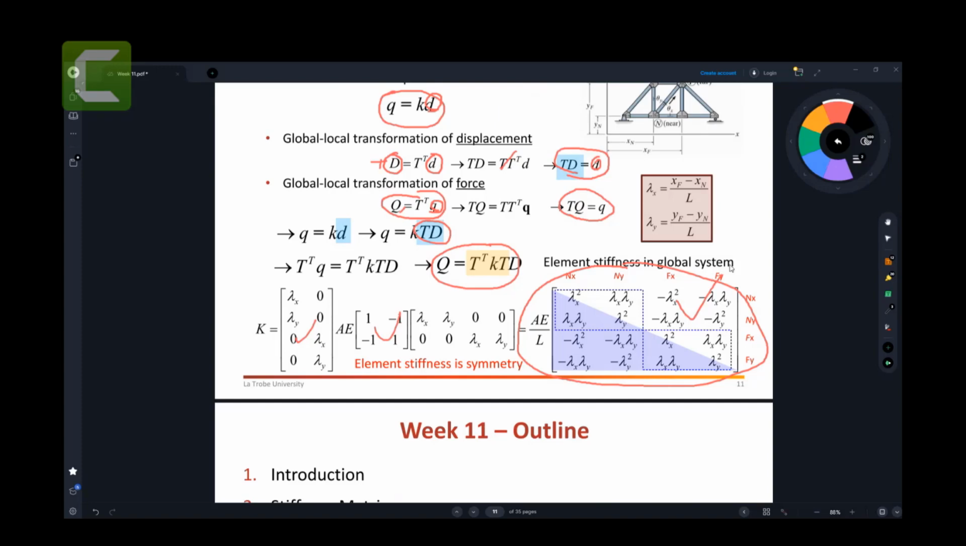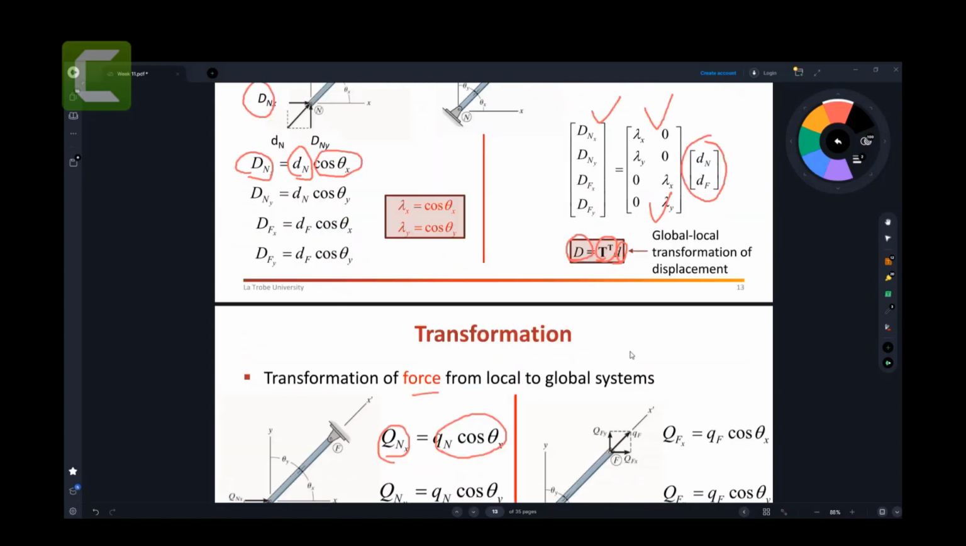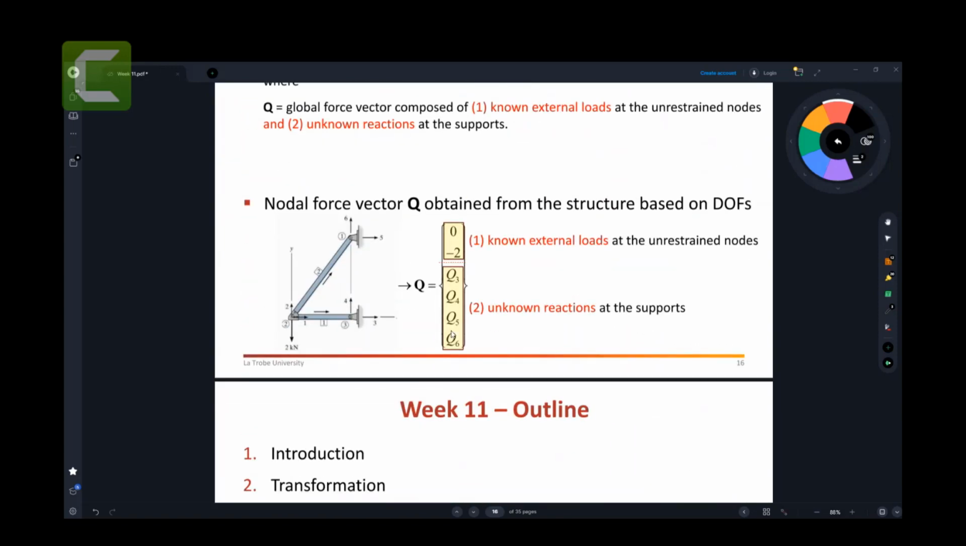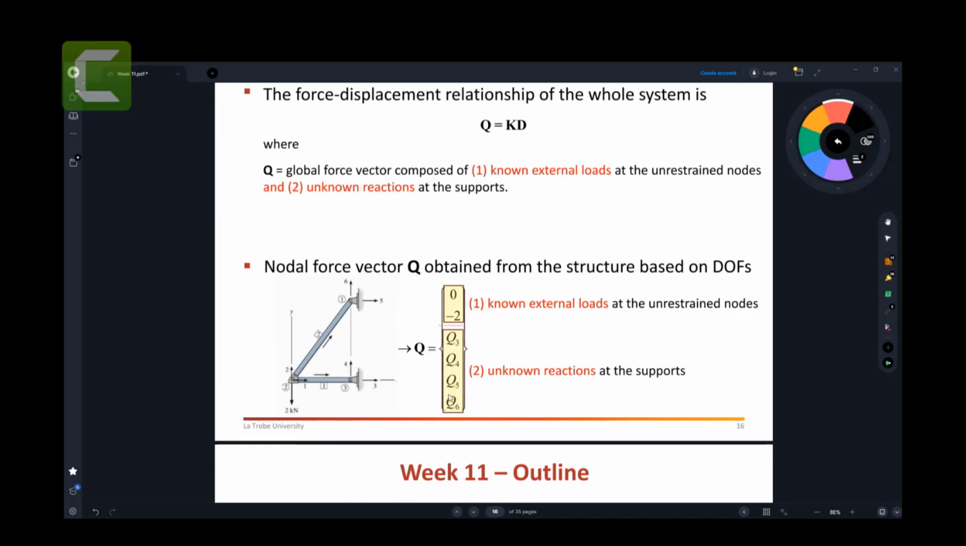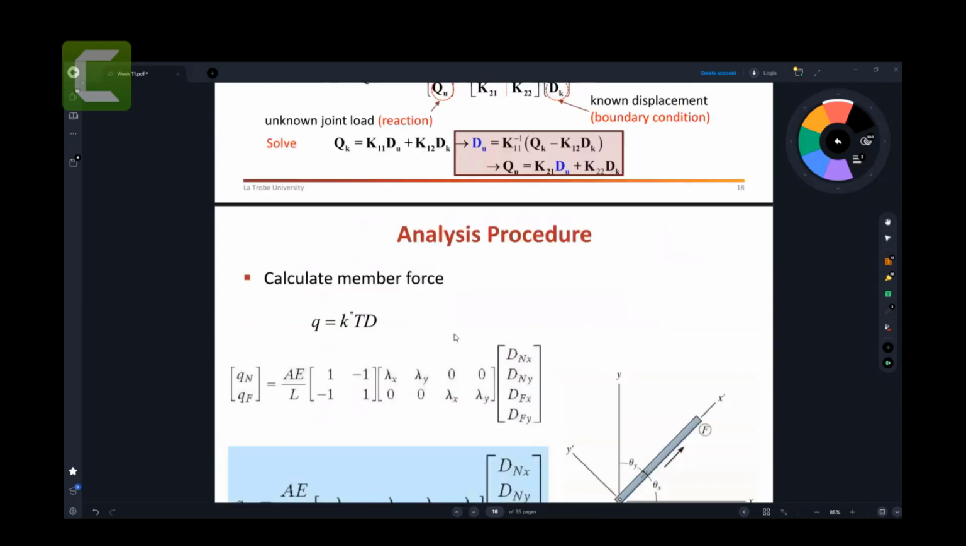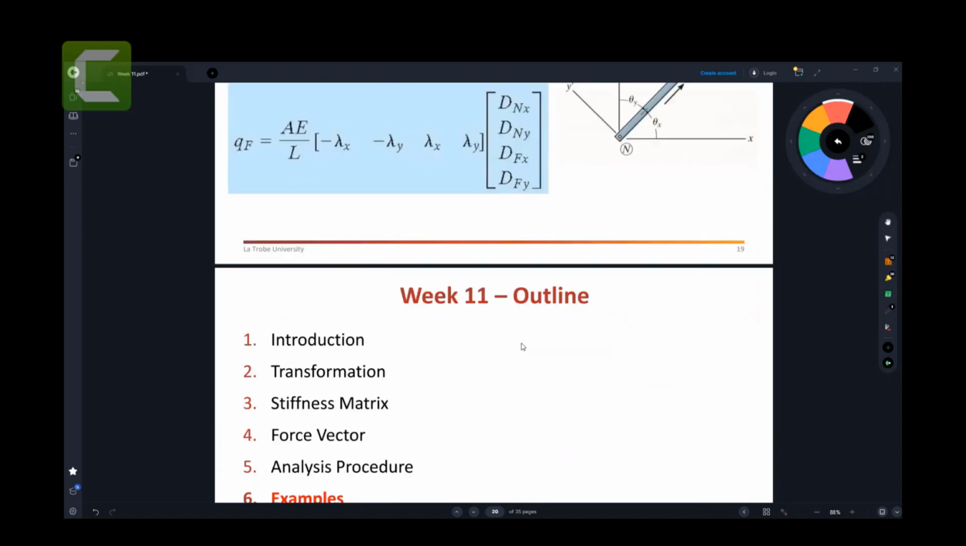And when I take examples, I will help you on that one. So we've done these transformations and force vectors. I think the force vectors we can do later in the analysis procedures. Okay, force vectors I will explain to you, and the member force also I will explain later.